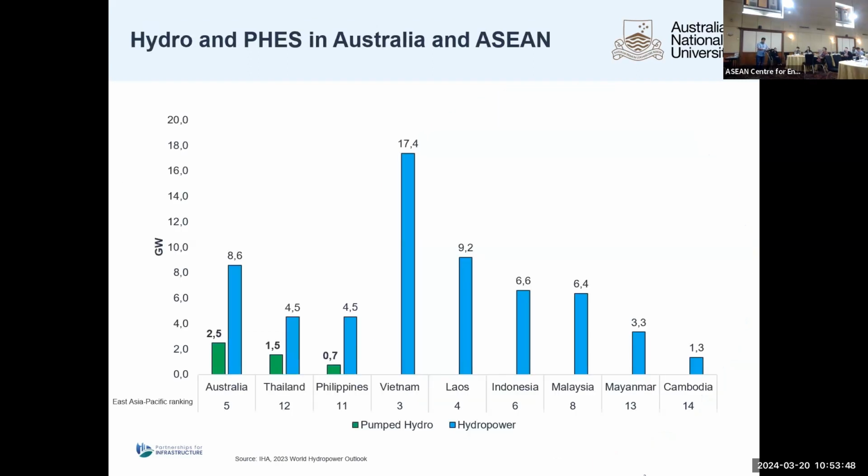This is the general picture of Australia as well as the ASEAN countries. In terms of pumped hydro, Australia is leading, followed by Thailand and the Philippines. But in most of the other ASEAN countries, we don't see as much happening. New projects are coming in, but are not presently available. In terms of hydro, Vietnam is leading, second is Laos, and then Australia and the rest of the countries.